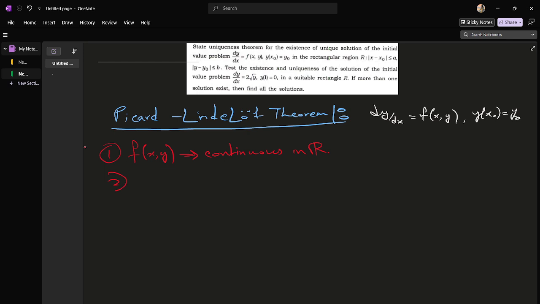Point 2 says that the function f(x, y) has to satisfy the Lipschitz condition with respect to y in R. That means there exists a constant L which is greater than 0, such that for all points, we know the Lipschitz condition, right?